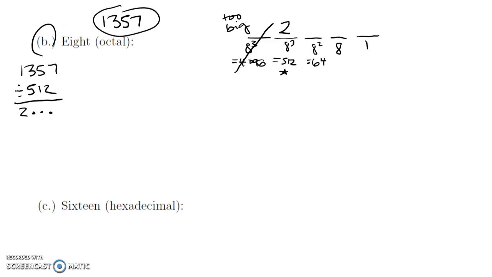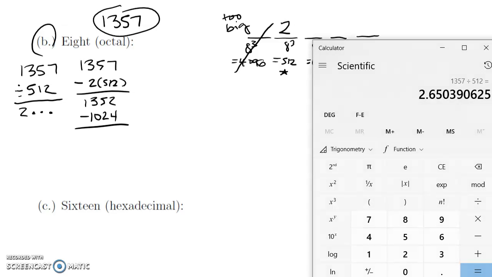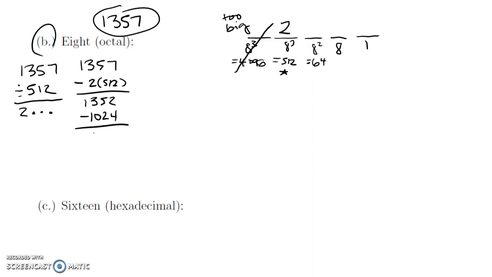Now we have to figure out how much of the number is left. From 1,357, we need to take away the amount that we just counted, which was 2 times 512. So 1,357 minus 2 times 512, which is 1,024. Again, grab our calculator and clear that out. So we've got 1,357 minus 1,024, that was that 2 times 512, and we're left with 333.